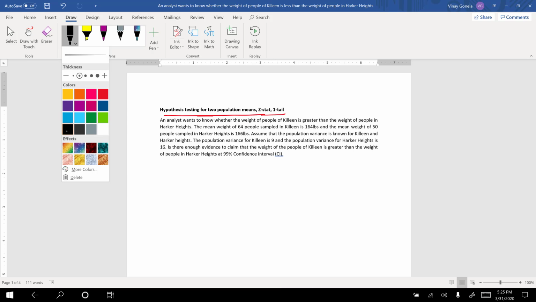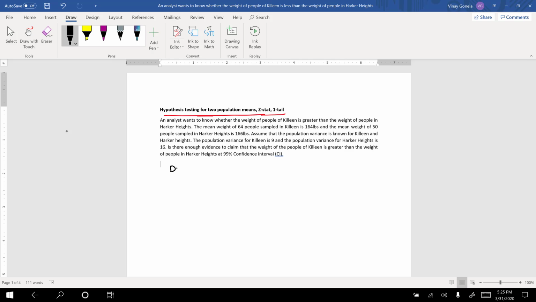Is there enough evidence to claim that the weight of the people in Killeen is greater than the weight of people in Harker Heights at 99% confidence? So to do hypothesis testing, the first step is to define the hypothesis. So you have your null hypothesis, and then you have the alternative, and then an analyst wants to know whether the weight of people in Killeen is greater than the weight of people in Harker Heights.